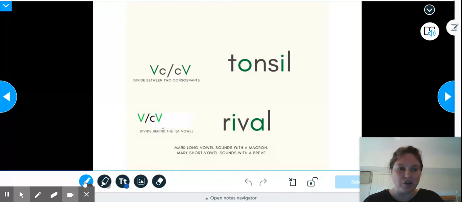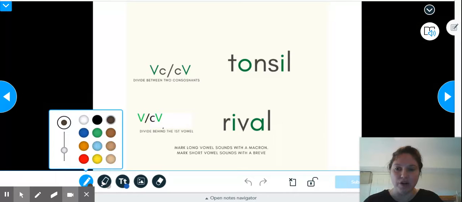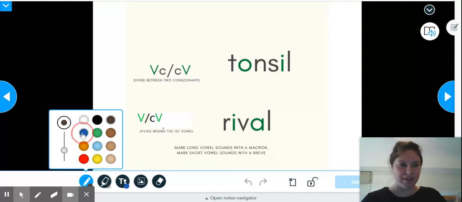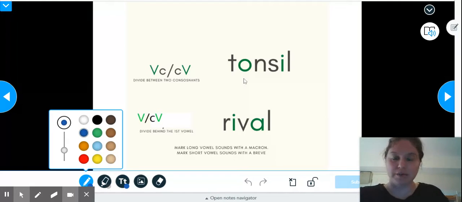Let's start the first one together. If you go down here and pick up this marker, you can use any color but red because red is only for irregular spellings and we haven't gotten to the red word strategy just yet. All right, so here's our syllable division strategy in action.